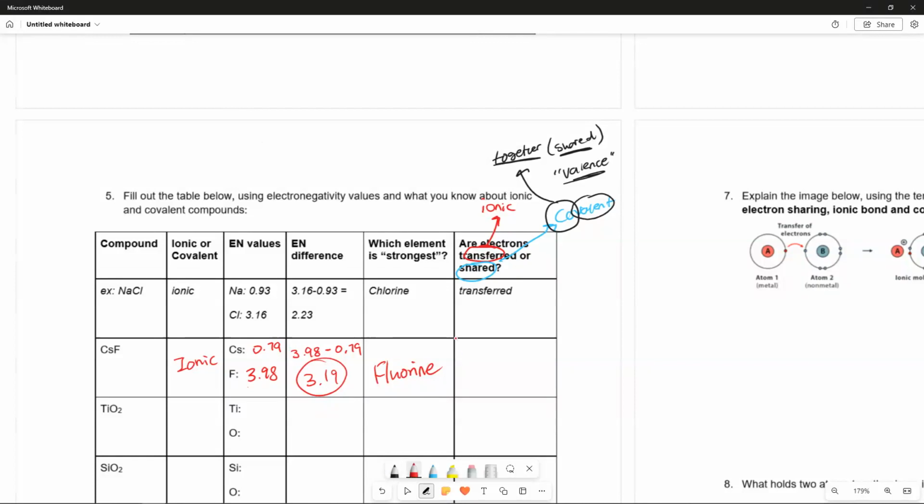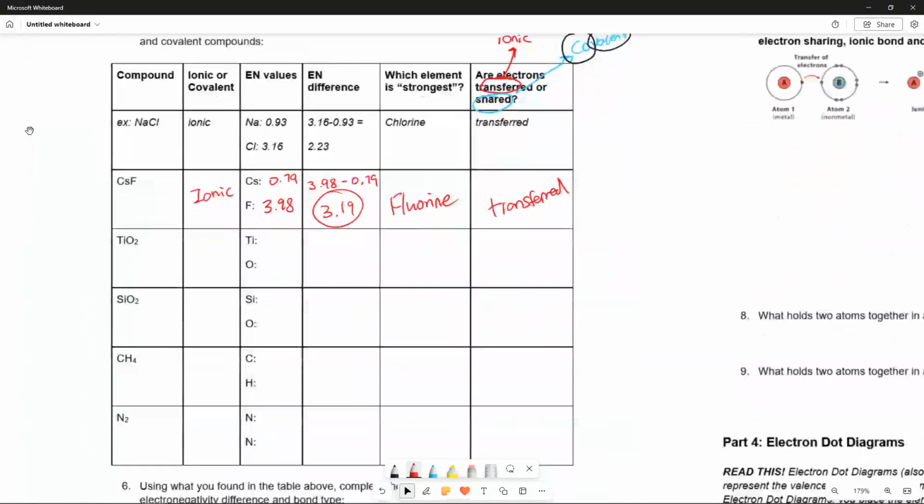So with that knowledge, cesium fluoride, an ionic compound, will have transferred electrons. All right, let's do one more.